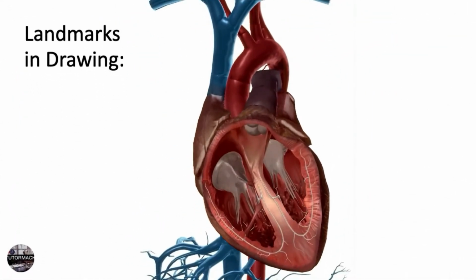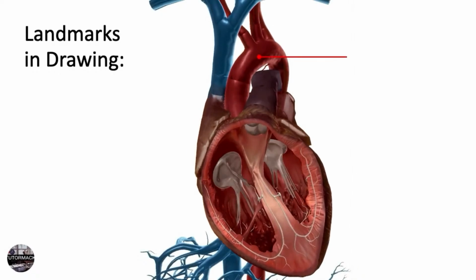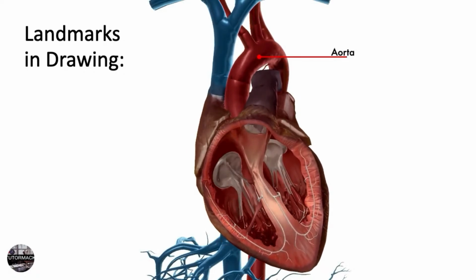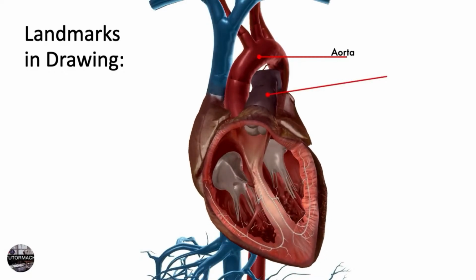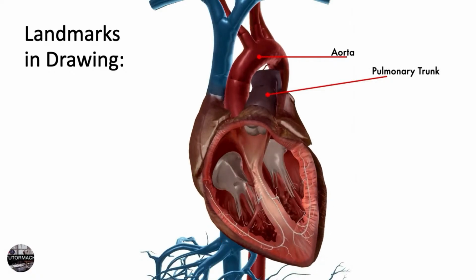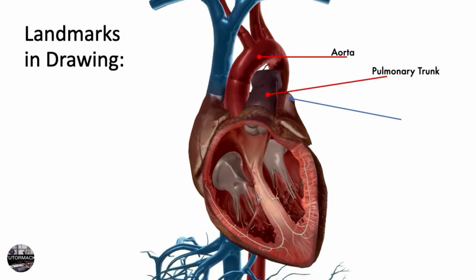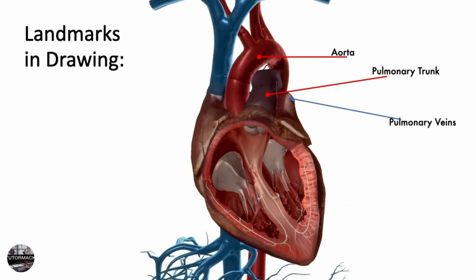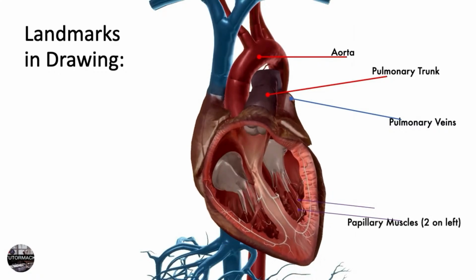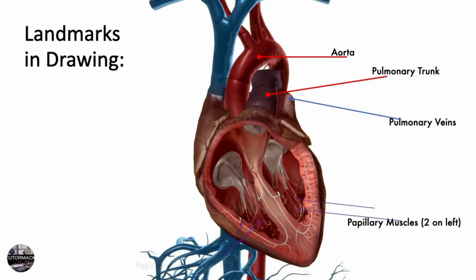Let's keep moving. How about here? Good, good. Aorta. And how about here? That's right. Pulmonary trunk. How about here? Pulmonary veins. How about right here? That's papillary muscles. 2 on the left. That's right. It's 3, right? 3 on the right.